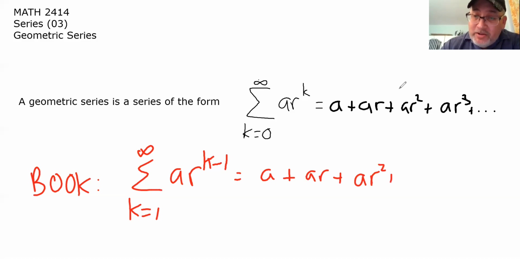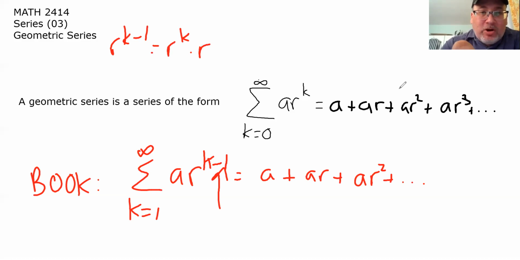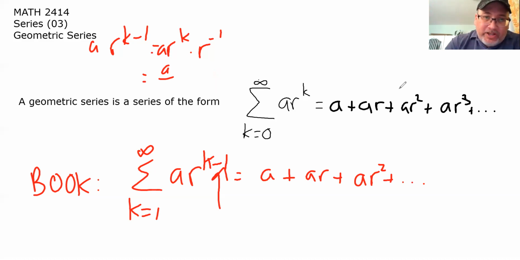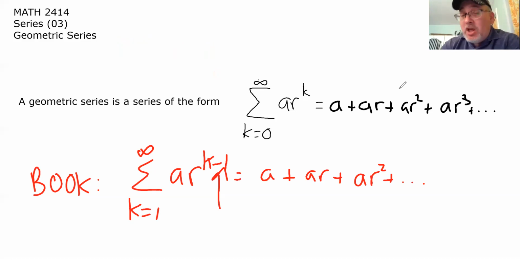I personally don't feel like forcing the minus 1 in the exponent is necessary, because if you did have a minus 1 in the exponent, you could always split r to the k minus 1 as r to the k times r to the negative 1. And if you have an a in front of all of it, then you can just write it as a over r times r to the k. So you can write it as a k power instead of a k minus first power. And I prefer for the exponent to be just the index, not the index plus or minus something. So it's not necessarily wrong or better. Well, personally, I think my definition is a little better because the exponent doesn't have a minus 1. It is equivalent to the author's definition.